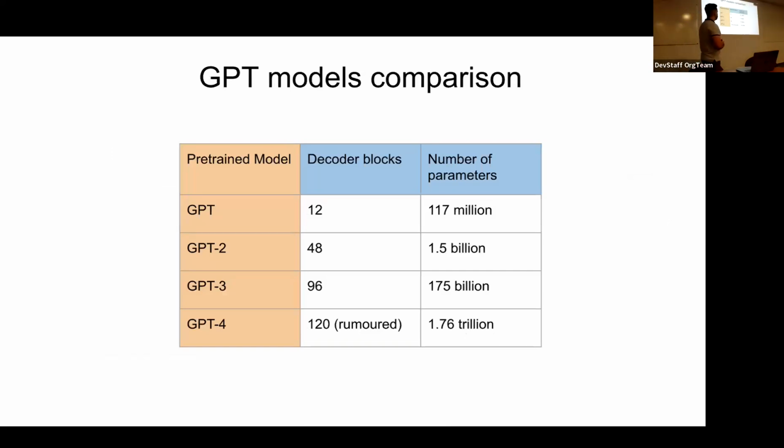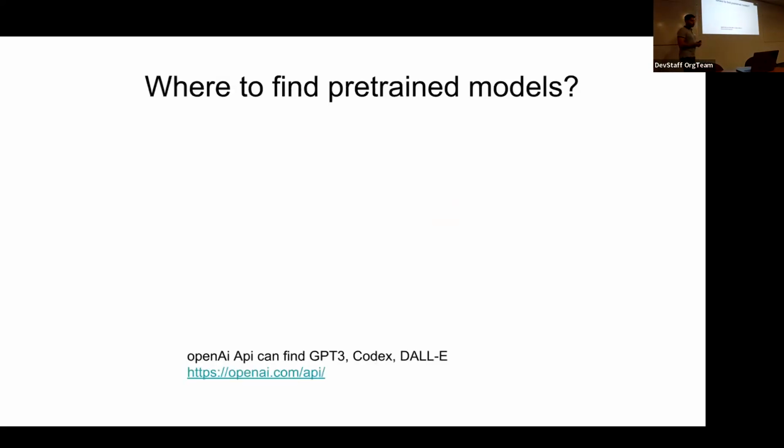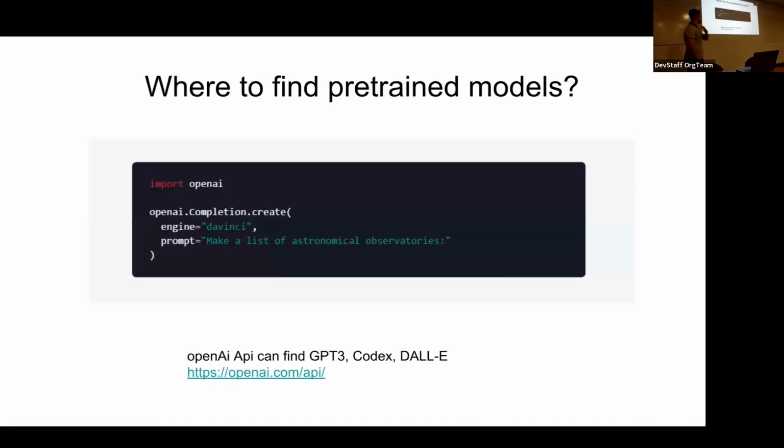We can see here the evolution of GPT models. So we can see that from 12 decoder blocks, the ones that I told you in the transformer architecture that are stacked one on top of each other, they have increased a lot. From 117 million parameters, we have reached 1.76 trillion. But where can we find these pre-trained models? We can use the API from OpenAI. Of course, it's paid. And we can find models like GPT-3 or Codex or DALL-E for images. And we can just insert a few lines of Python code and interact with it.